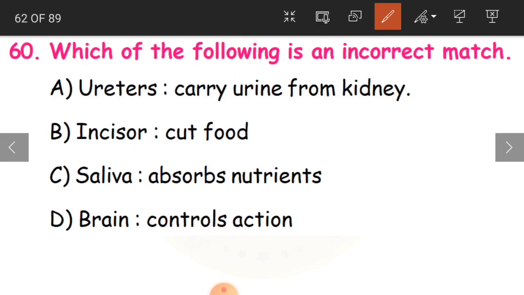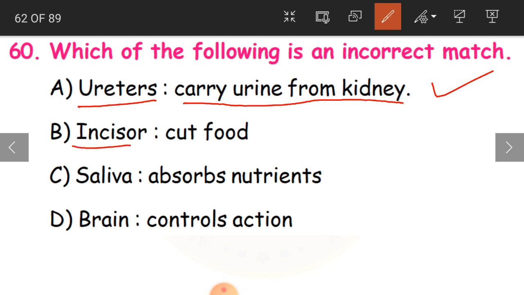Which of the following is an incorrect match? Okay, so we have some parts or organs of our body, and they have also written what their function is. Here we have to identify which is not correct. A option is ureters. What do they do? They carry urine from the kidney. This is correct. Ureters carry urine from the kidney, like small pipes you have in the kidney.